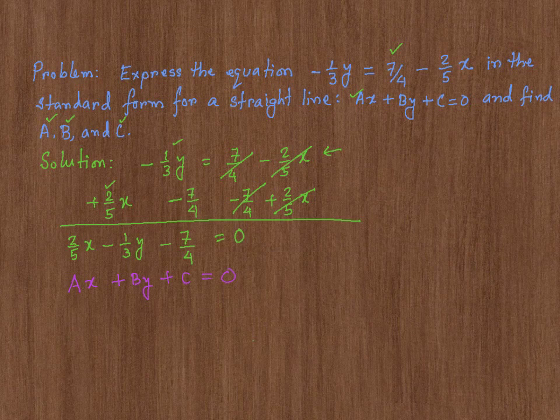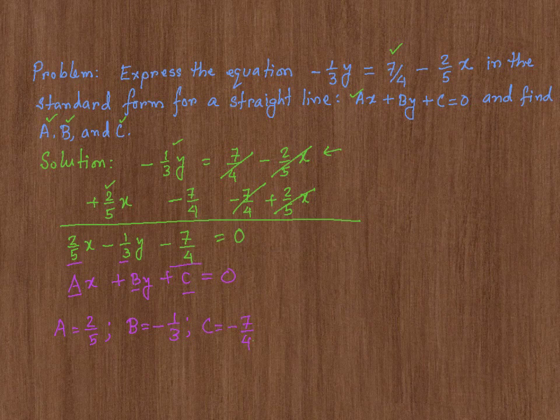Our a is the coefficient of x, which is 2/5, so a is equal to 2/5, and b is the coefficient of y, which is negative 1/3, so b is equal to negative 1/3, and c is the constant term, which is negative 7/4. So c is equal to negative 7/4. So this is what it is.